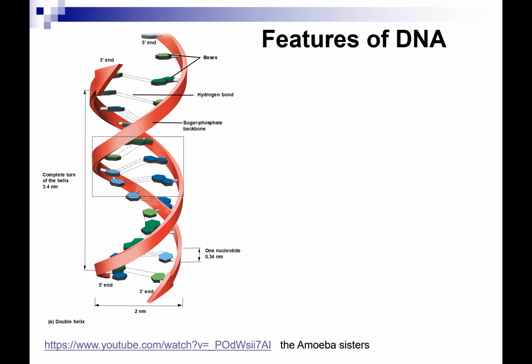All right. DNA is a double helix, so it's like a twisted ladder. So now you can imagine this red ribbon as being the sugar phosphate backbone. And the two strands are held together by hydrogen bonds.